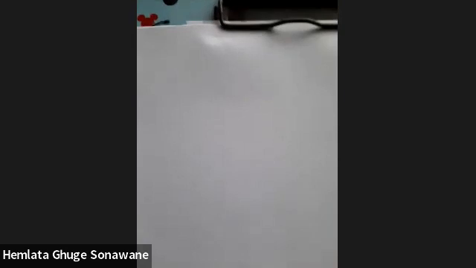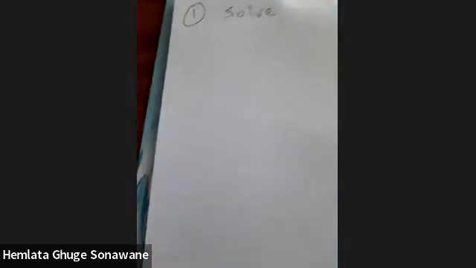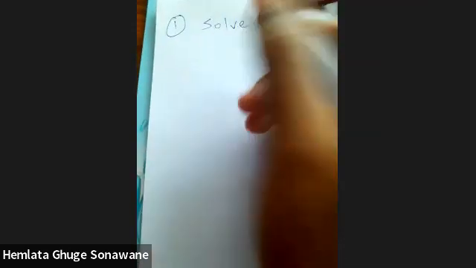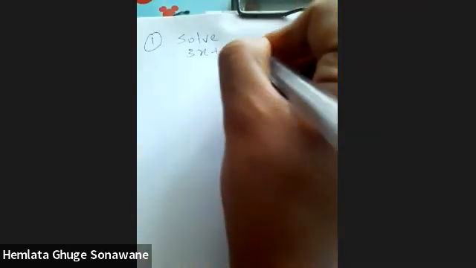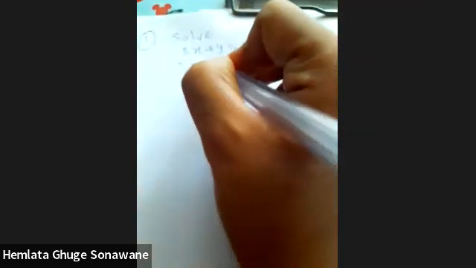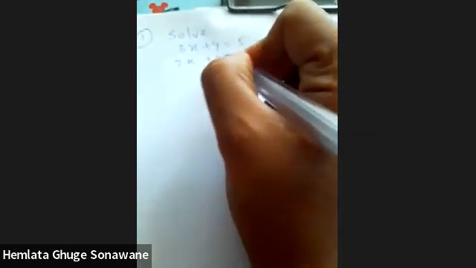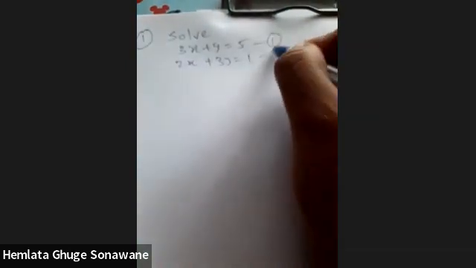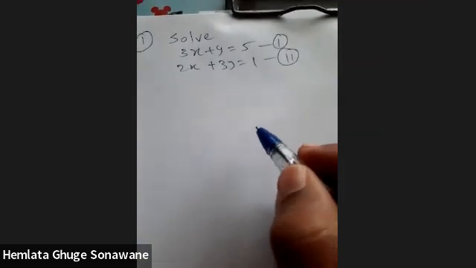Next example we'll take. Solve the following equations. We have to solve, meaning we have to find out the values of x and y. 3x plus y is equal to 5. This is our equation number 1. And 2x plus 3y is equal to 1. This is our equation number 2.